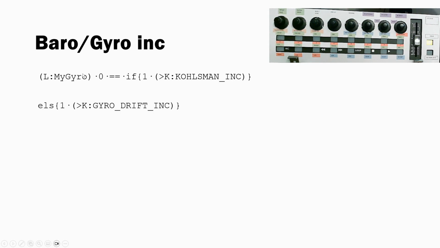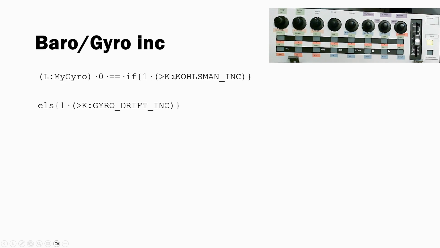It says look at the value of your variable and compare it to 0 and see if they're equal. So that's how it works. It gets the two values and checks if they're equal. If it is equal, i.e. if it's 0, that means you wanted to adjust the barometer, and the key event for that is the Kollsman.